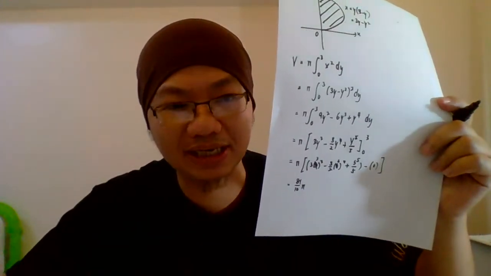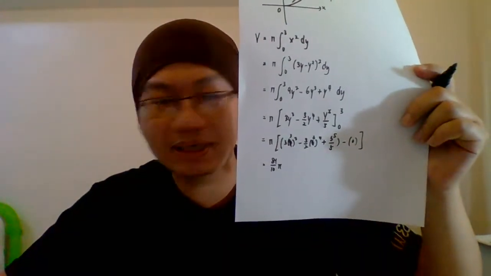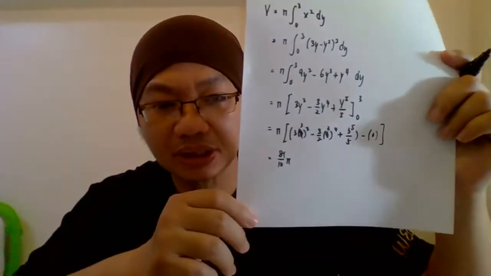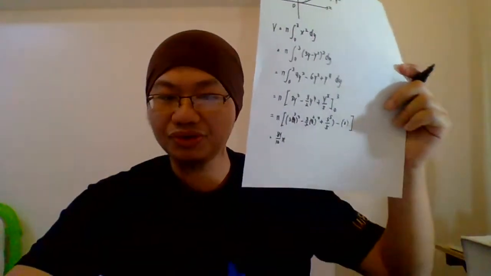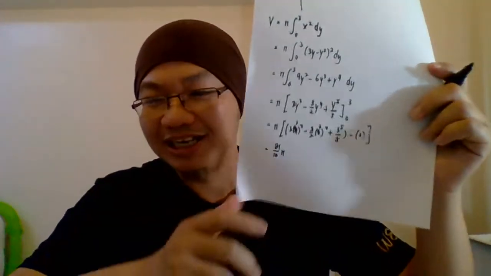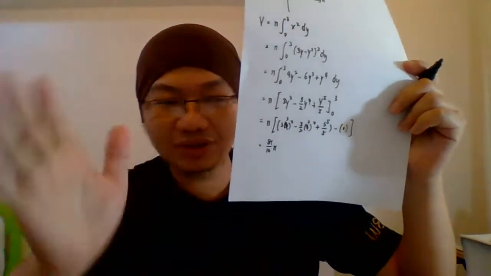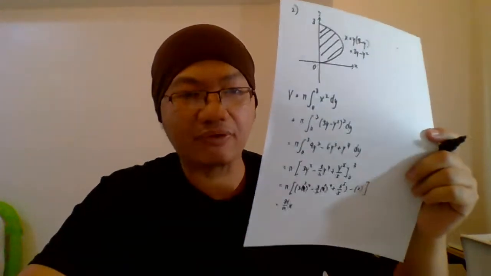Very straightforward, sangat mudah. Okay, so I want to proceed to the third question. Okay, third question. Right, settle sangat mudah, semudah ABC. Ya, Hana also sudah dapat jawapan. Oh, Hana. Okay, Hana pun dah dapat 81 over 10 pi. So I assume this soalan doesn't have a problem for you guys. Very straightforward. Okay, settle.